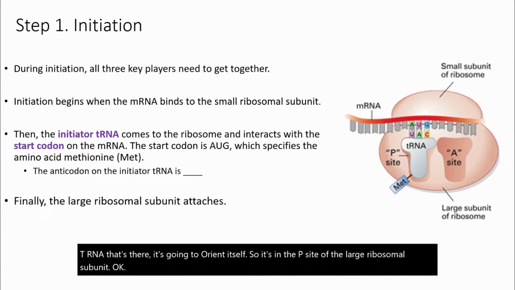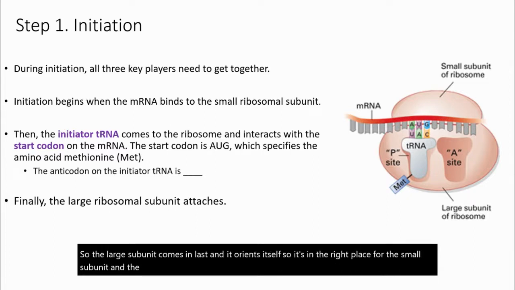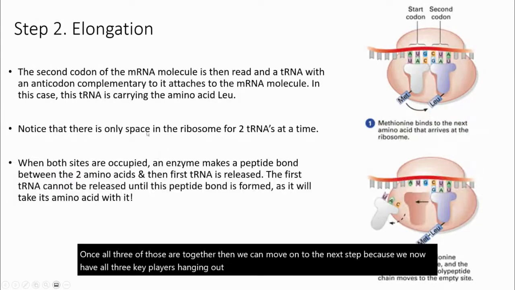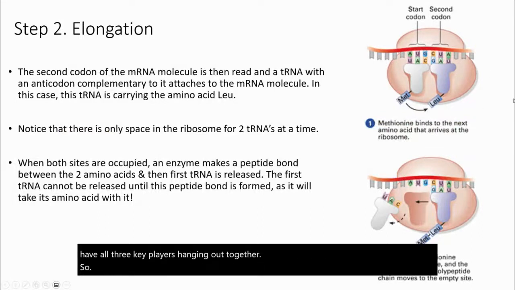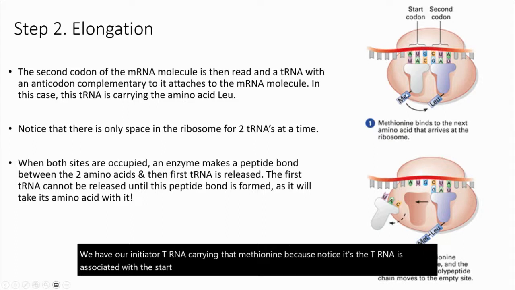Okay, so the large subunit comes in last and it orients itself so it's in the right place for the small subunit and the initiator tRNA. Once all three of those are together, then we can move on to the next step because we now have all three key players hanging out together. So notice, take a close look at the picture. Okay, there's lots going on here. We have our initiator tRNA carrying that methionine, because notice the tRNA is associated with the start codon, and it has methionine, which will always be our first amino acid.